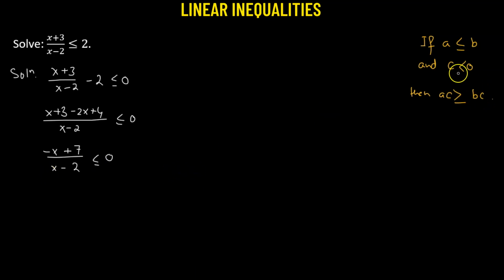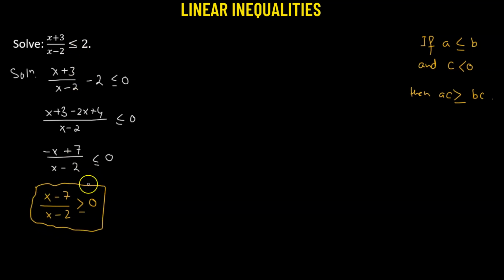That's exactly what we're going to do. We're going to take a value of c which is -1 and multiply to both sides. So we'll have (x - 7)/(x - 2), but the sign will change to greater than or equals to 0, since 0 times -1 will be 0. So this is the linear inequality that we need to find the solution.